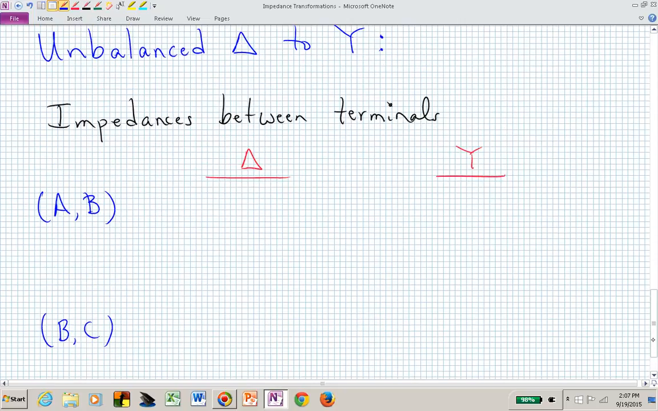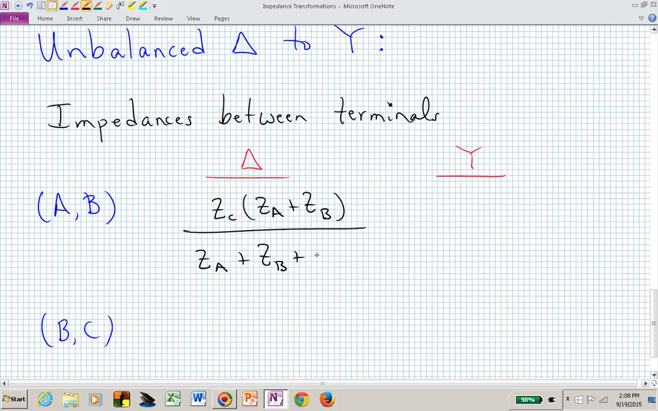What I just said was the delta configuration for the impedance seen between terminals A and B was this product of Z_C with the sum of Z_A and Z_B. That's the numerator. So we're really looking at this parallel combination of Z_C with the sum of Z_A and Z_B. And as we know, when we perform that parallel combination, we just have the sum of impedances in the denominator.